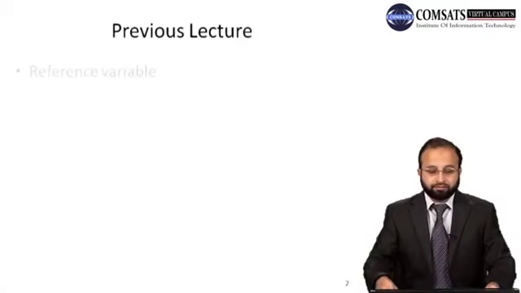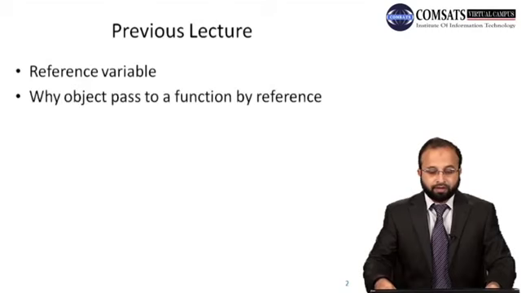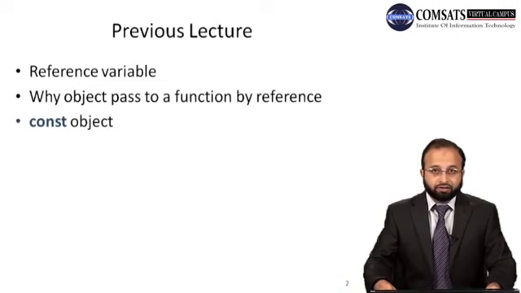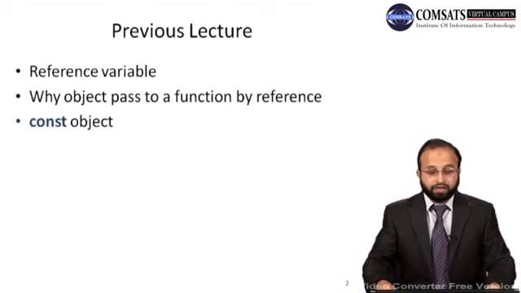In the previous lecture, we have seen reference variables and why an object is passed to a function by reference. I have shown you the example firstly with the simple reference variable, then passing a reference variable to a function, and then we have seen what is the benefit we are getting from passing the reference of an object to a function. If you remember the distance class, we have an add_dist function where we are passing the reference of the distance object to that function and making that object a constant object. We have discussed this in detail in the last lecture, that why that reference should be constant.